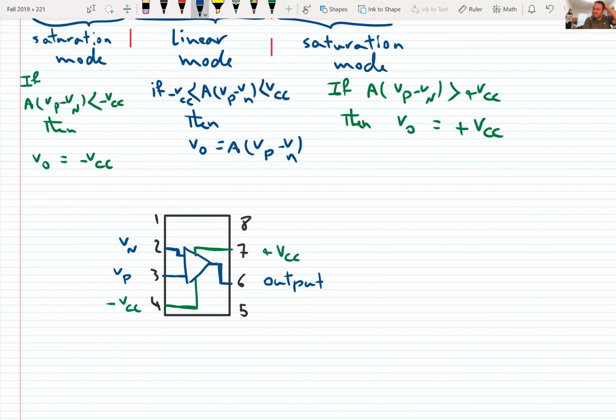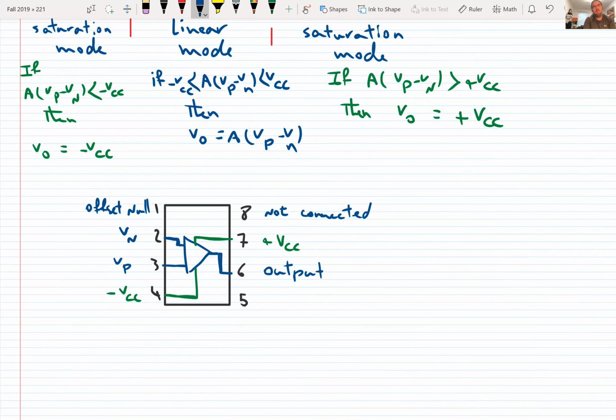and pin number 8 is not connected, and pin number 1 is offset null, which we set to 0 for our measurement. So this one is an example of an amplifier. Okay, any question?